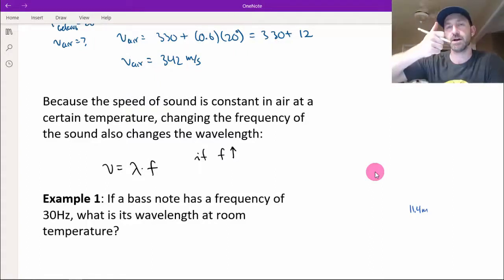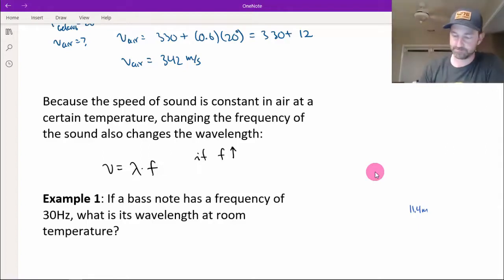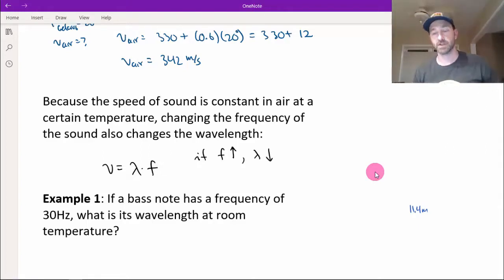So if frequency goes up, the product of wavelength and frequency has to stay constant. So if the frequency goes up, the wavelength has to go down, which means the waves would be closer together.